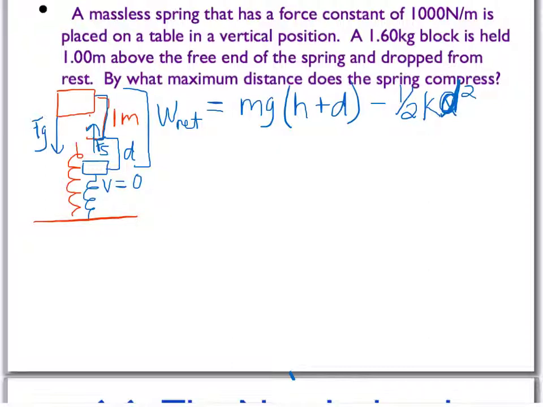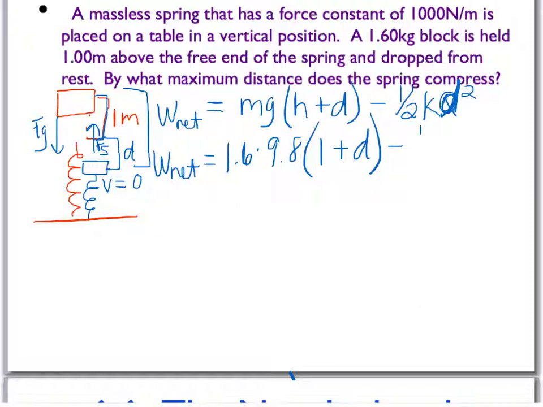Now, as we look at a few of the values that we can plug in, we could simplify our expression for net work by plugging in the mass of the object, which was a 1.6 kilogram object, multiplied by our gravity of 9.8, times the initial height that it began at, our 1 meter, plus the compression distance that we're looking for, minus the 1/2, our k of 1,000, and again our compression distance that we're looking for squared.